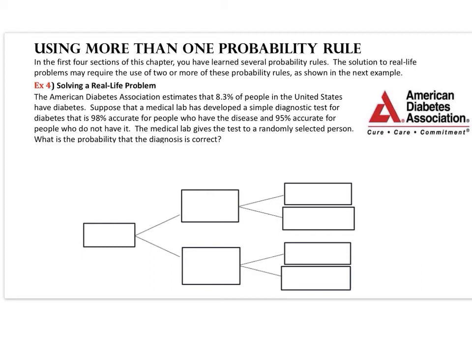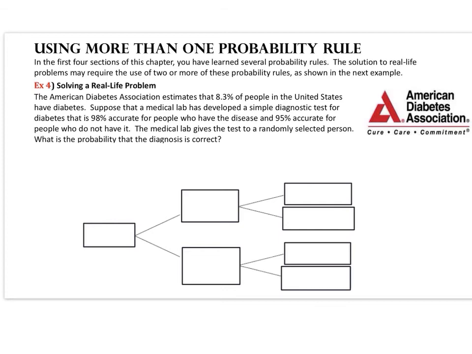Suppose that a medical lab has developed a simple diagnostic test for diabetes that is 98% accurate for people who have the disease and 95% accurate for people who do not have it. The medical lab gives the test to a randomly selected person. So what's the probability that the diagnosis is correct?